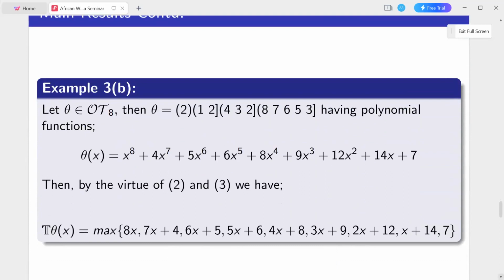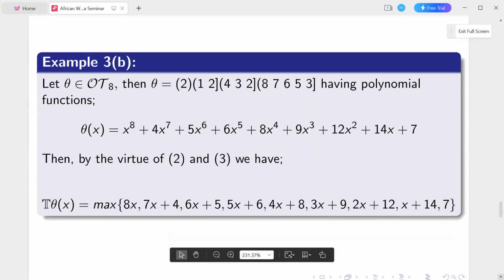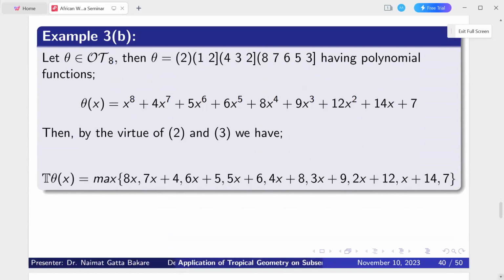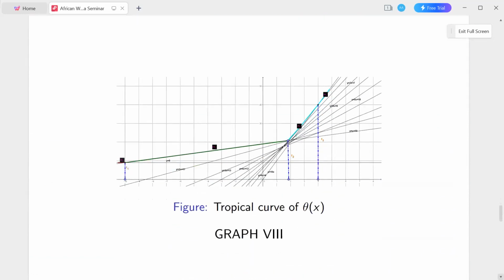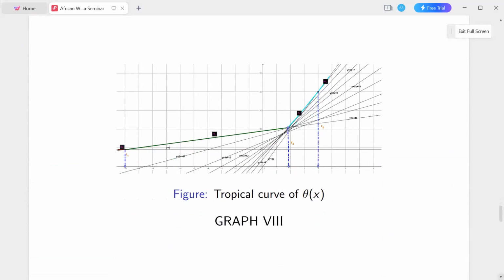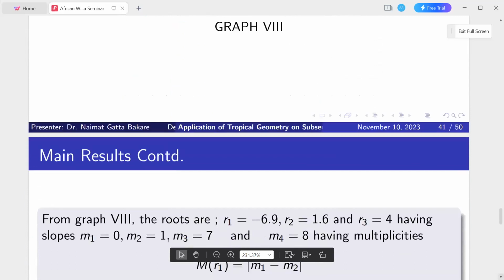This is our transformation. Taking the polynomial, we have this. Applying the tropical algebra rules, we have this. Using this tropical to plot our graphs, this is the graph. In the graph, we have 3 roots. We have 4 slopes, and the slopes are different. We can never have the same root.